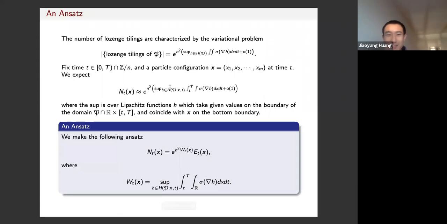If you believe it, then we can make this guess. Basically, N_t(x), you just guess it's given by the rate function e to the n squared W_t, times some correction term, which is E_t(x).